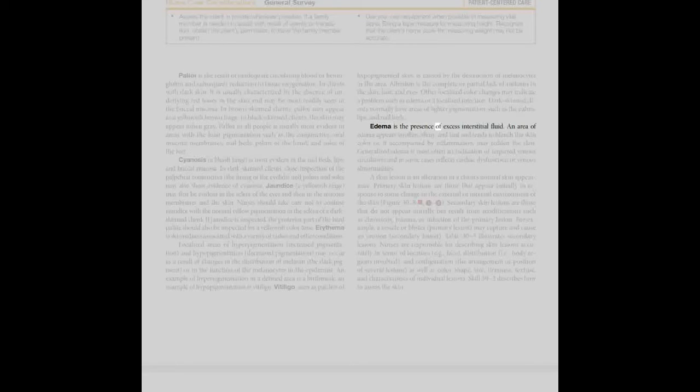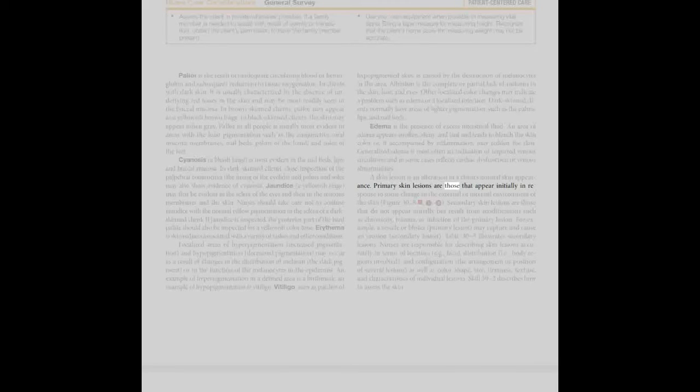Edema is the presence of excess interstitial fluid. An area of edema appears swollen, shiny, and taut and tends to blanch the skin color or, if accompanied by inflammation, may redden the skin. Generalized edema is most often an indication of impaired venous circulation, and in some cases reflects cardiac dysfunction or venous abnormalities. A skin lesion is an alteration in a client's normal skin appearance.